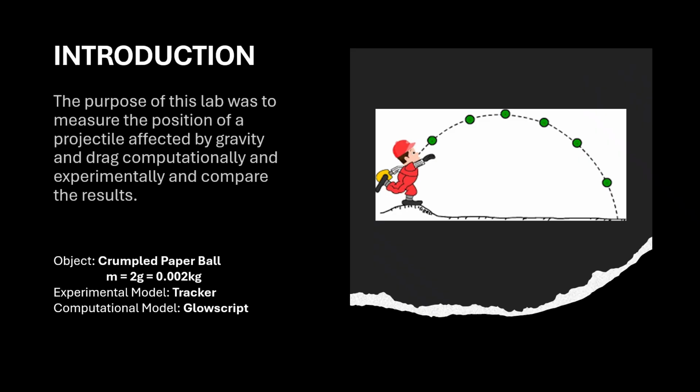The purpose of this lab was to measure the position of a projectile affected by gravity and drag, both computationally and experimentally, and then compare the results. For my group, our object was a crumpled paper ball with a mass of around 2 grams or 0.002 kilograms.